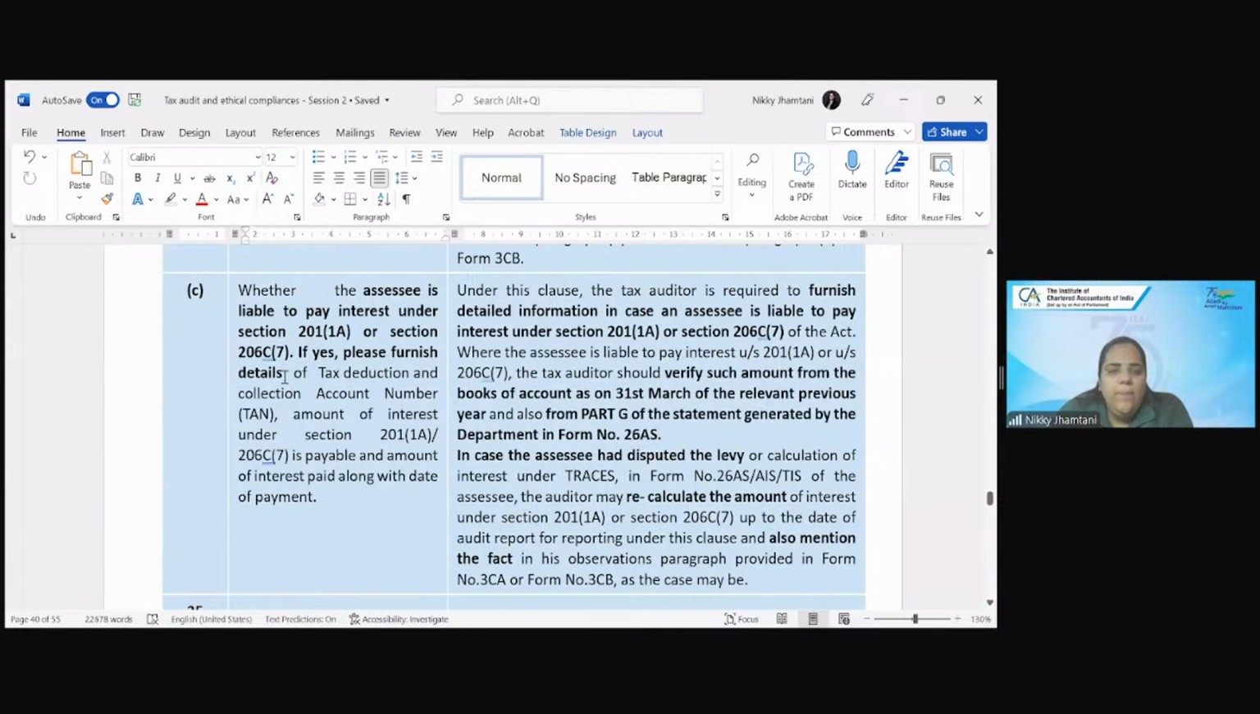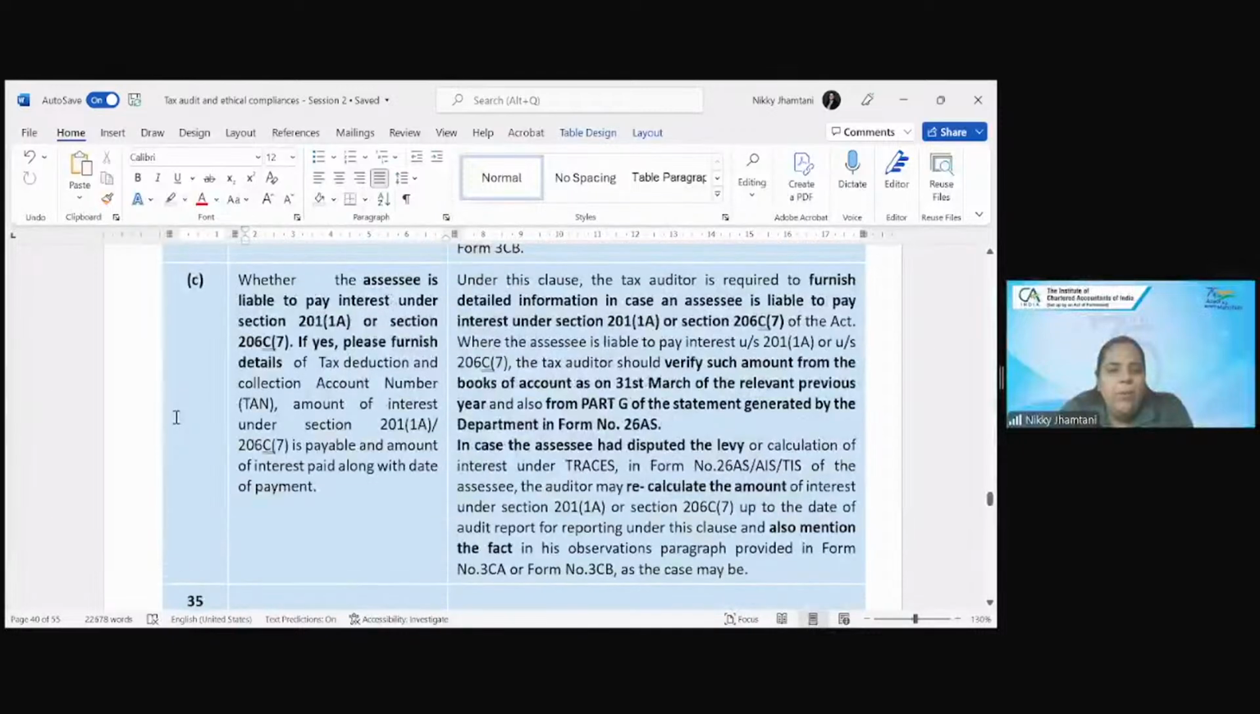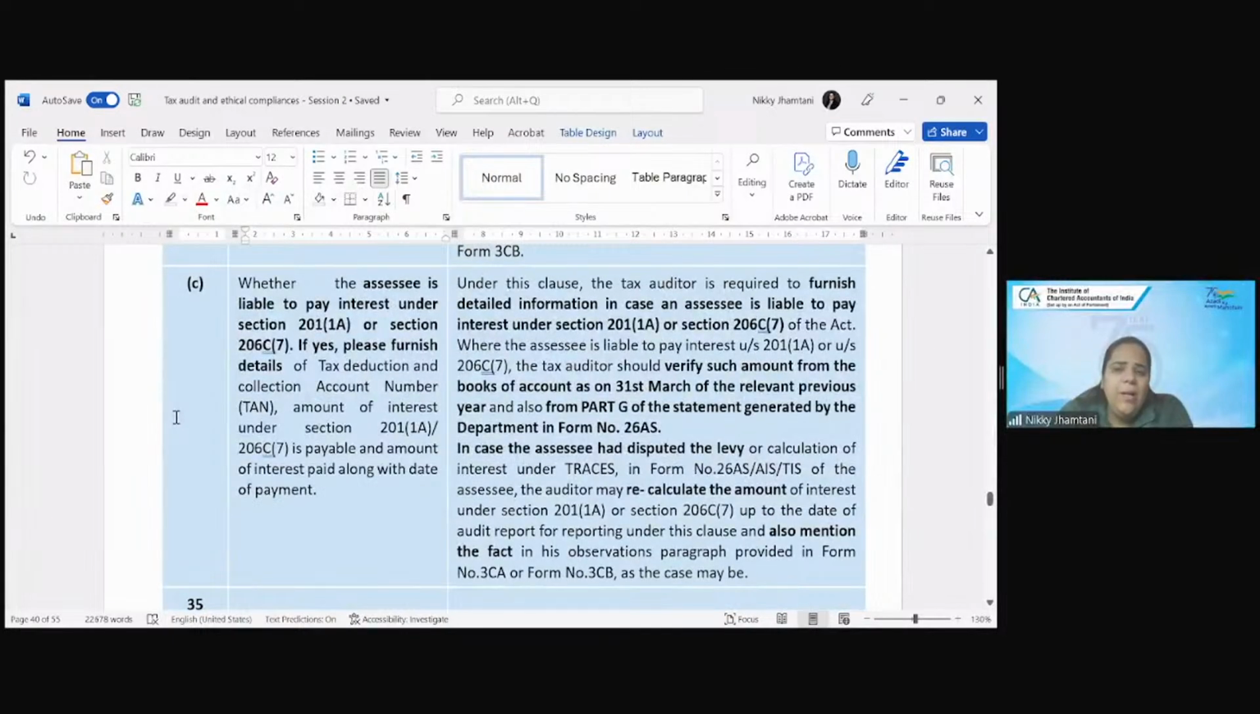Then subclause C, whether the assessee is liable to pay interest under section 201(1)(a) or section 206C(7). If yes, please furnish details of TAN, amount of interest under section 201(1)(a), 206C(7) is payable and the amount of interest paid along with date of payment. Under this clause, the tax auditor is required to furnish detailed information in case an assessee is liable to pay interest under section 201(1)(a) or 206C(7).